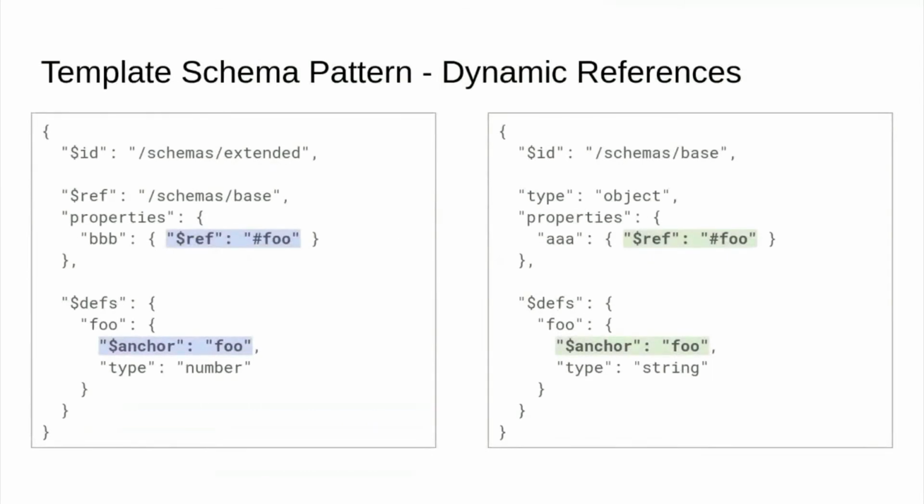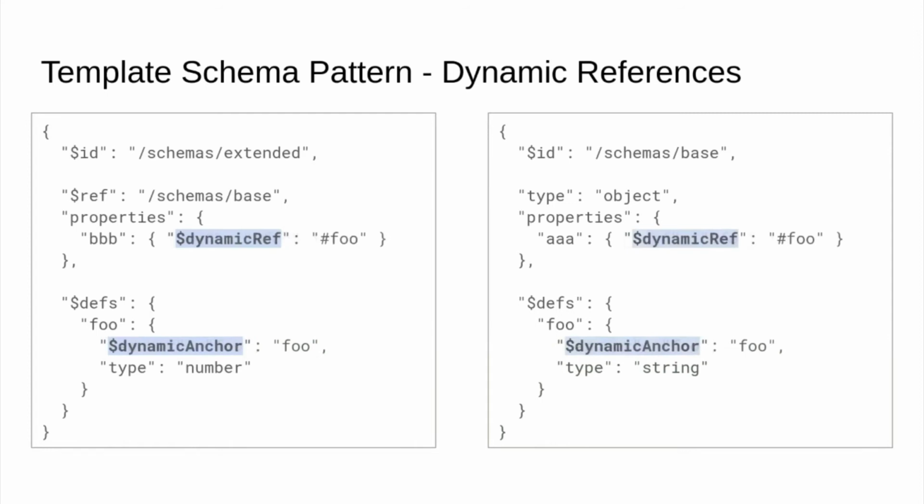Here we have two schemas, a base schema and an extended schema that extends base. Each has an anchor that is referenced by ref. These anchors have the same name, but there's no conflict because anchors are scoped to the schema document they appear in. In the extended schema, the A property will be a number and the B property will be a string.